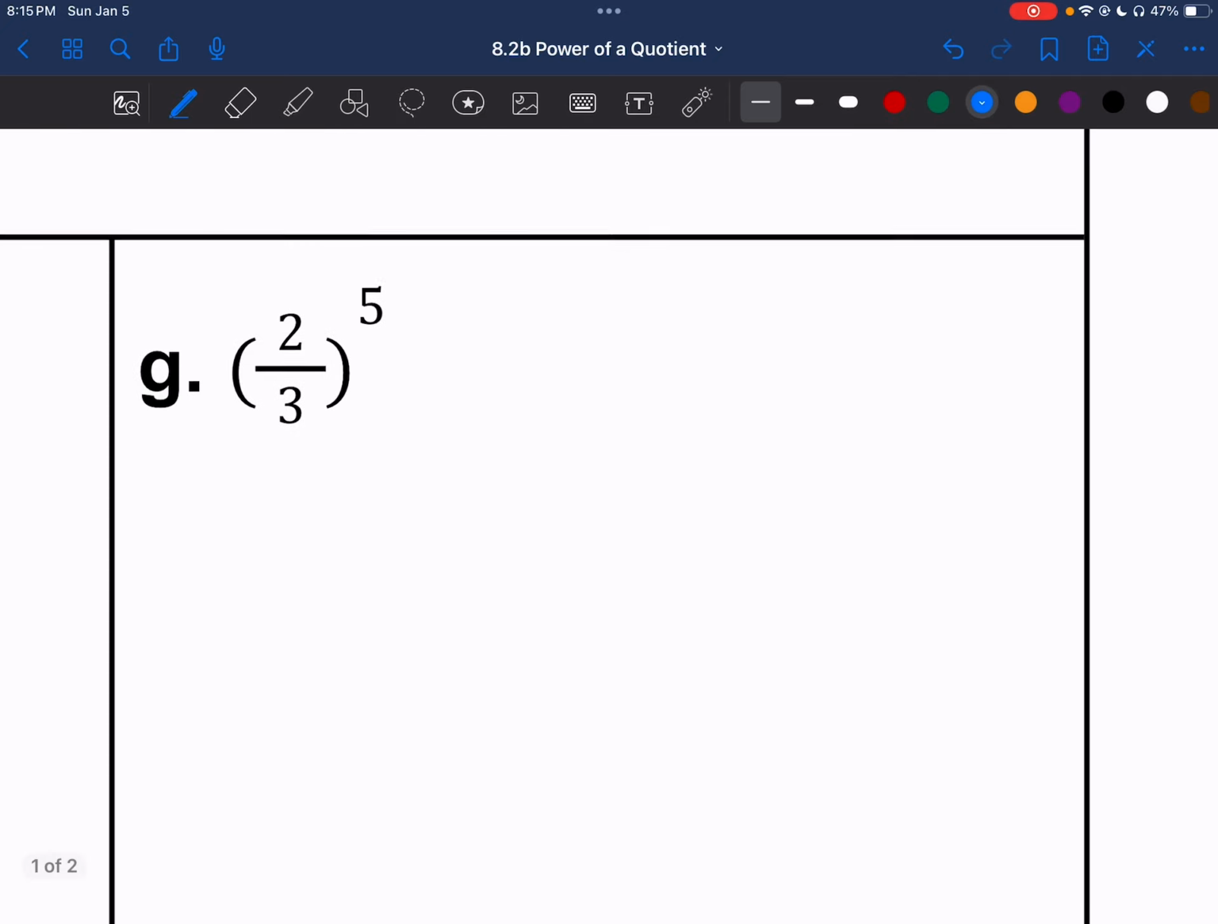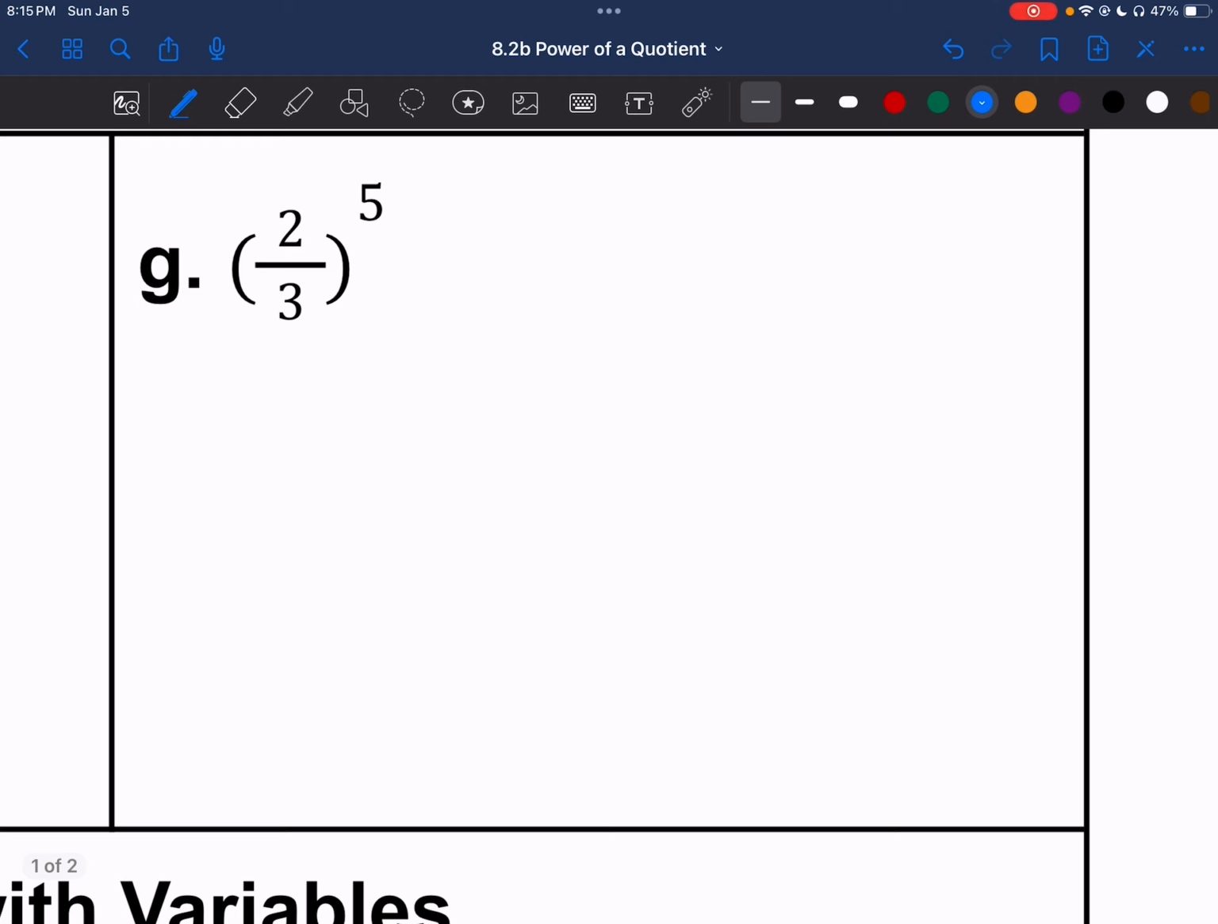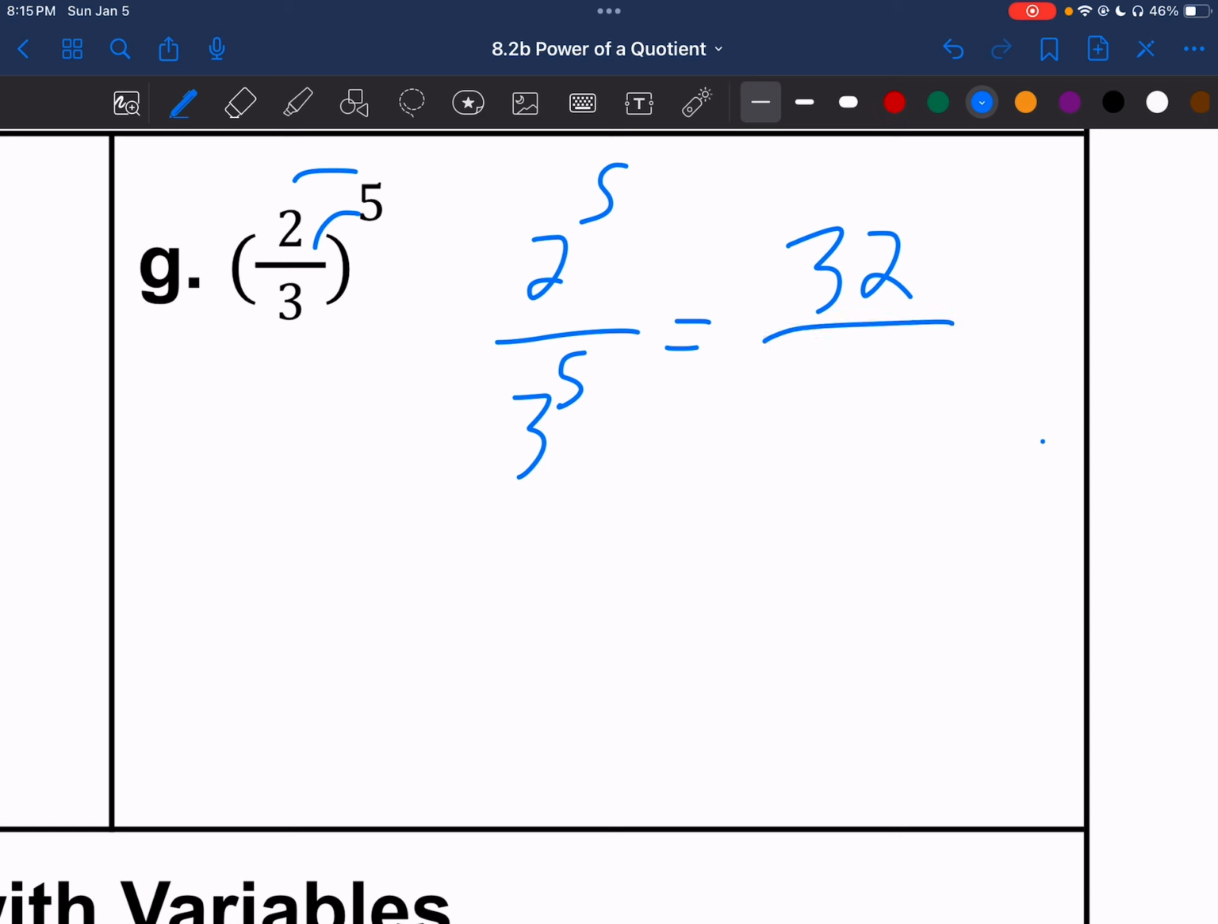And our last one, letter G, we distribute and we apply the exponent. We have 2 to the fifth over 3 to the fifth. 2 to the fifth power is 32. 3 to the fifth power is 243. And since we already know the original fraction is 2/3, there's nothing that we can simplify here.